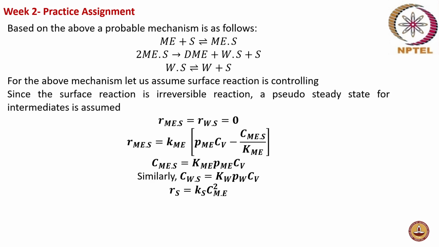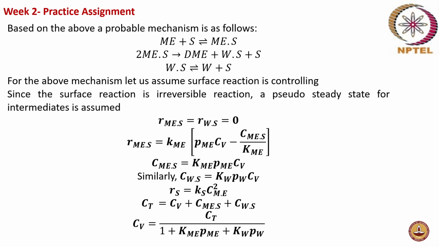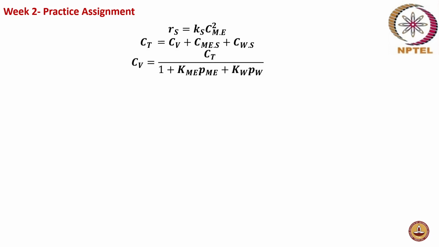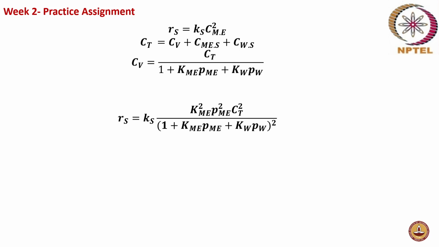Now, the rate expression for the reaction is as follows. Since it is an irreversible reaction, your rate expression r_S is k_S times the concentration of adsorbed methanol, C_CH3OH·S. Sorry, there is a typo. The concentration of the adsorbed methanol squared, because the stoichiometric coefficient is 2, right? Yes, ma'am. Now we write the balance for the free sites, sorry, the total number of active sites, and then substitute the expressions for your intermediate concentrations, and then you will get the expression for the vacant sites. Substituting that, you will get the expression for the reaction rate, right?